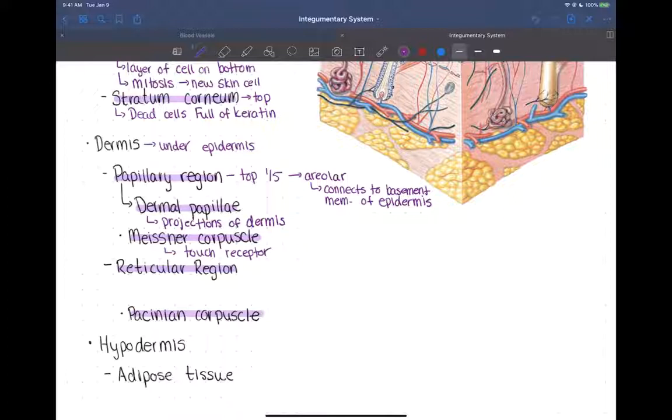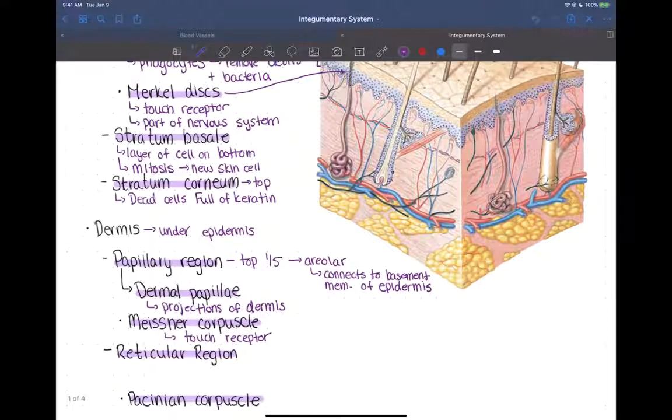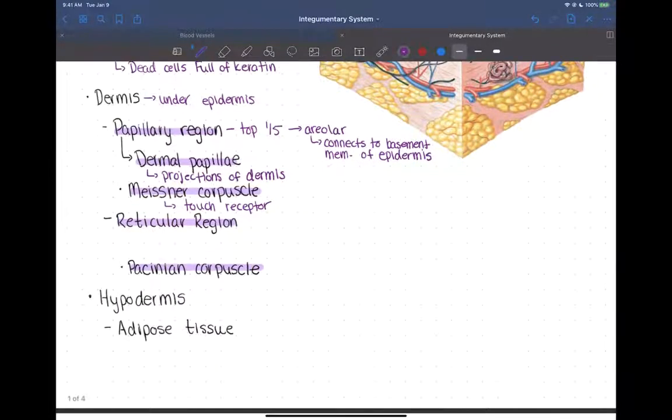Okay, that's located in the papillary region of the dermis. And so then underneath that papillary region, we have the reticular region. So from here down, this would be the reticular region. The reticular region is made up of dense, irregular connective tissue.